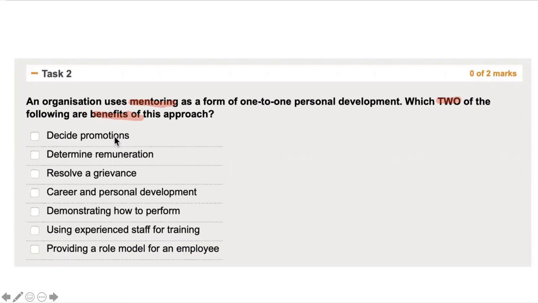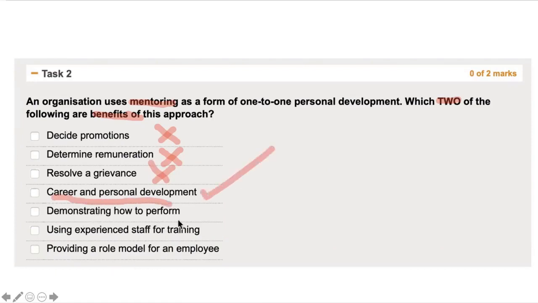So you don't do mentoring to decide promotions. That's wrong. You don't do mentoring to decide on the money someone gets. No one said that. You don't do mentoring to resolve a grievance if someone has a grievance. No. Do you do it for career and personal development? The answer is yes. Here's one of them.